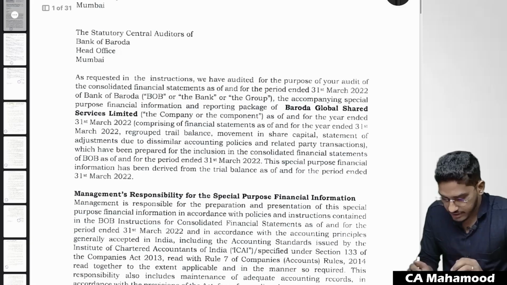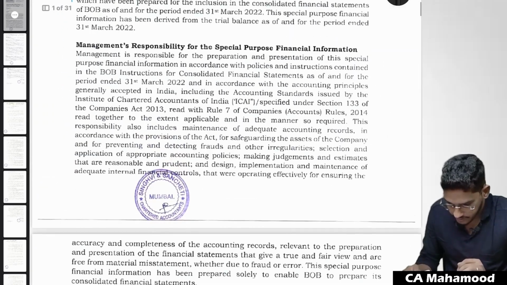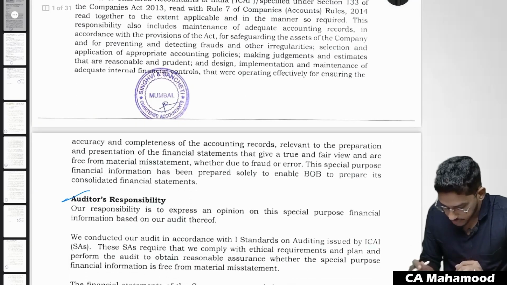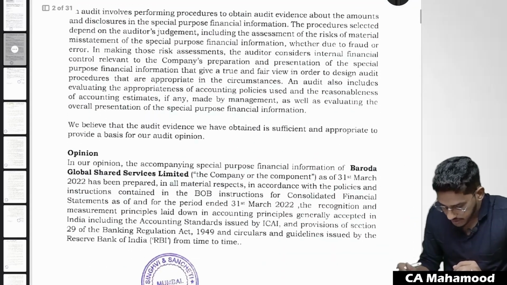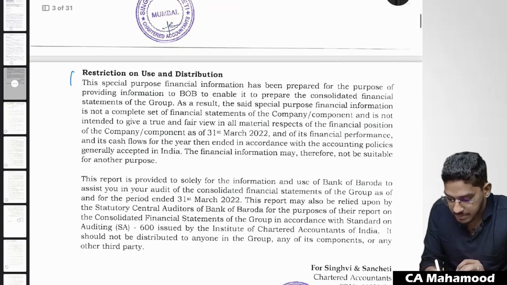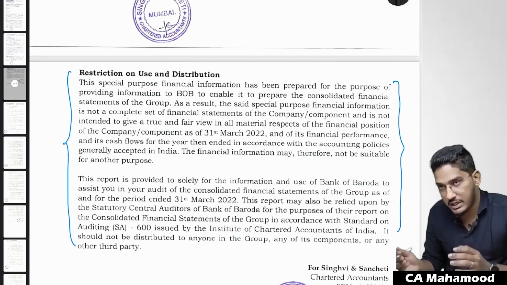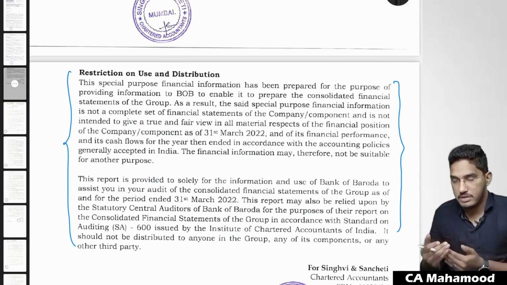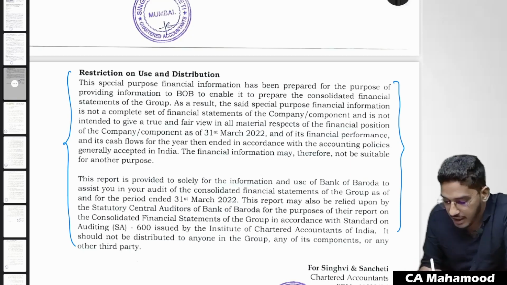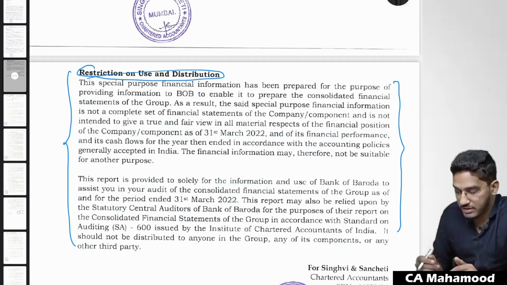If you see here, they have told about their responsibilities. They have given the management responsibility, yes or no? They have given the auditor's responsibility. And even here, they have given the opinion. Along with the opinion, see here, they are using a separate paragraph. As I have told, they can make separate use of a paragraph, or they can include it in the other matter paragraph. In fact, here the auditors have chosen to use a separate paragraph, restriction on use and distribution. Let us see what they are trying to say in this paragraph.